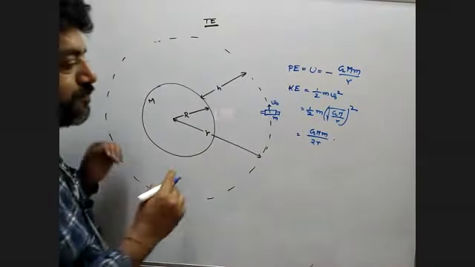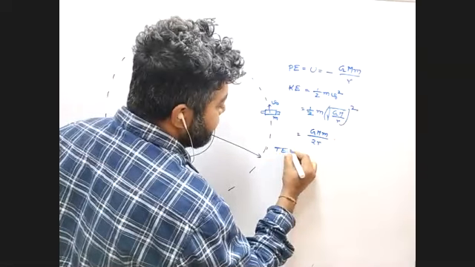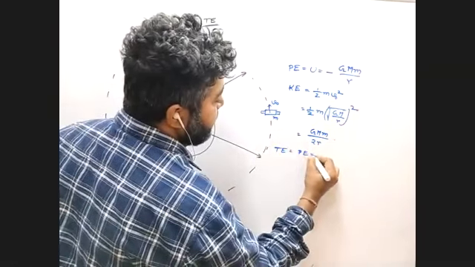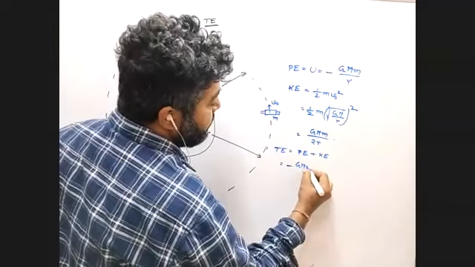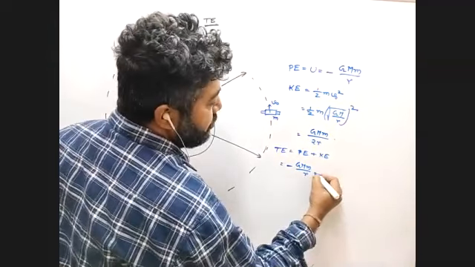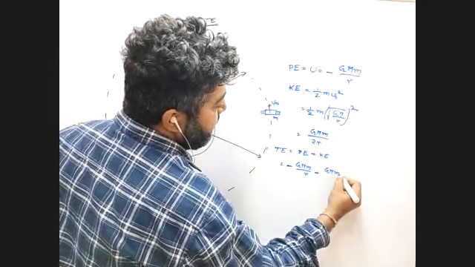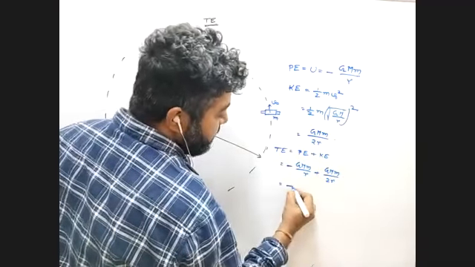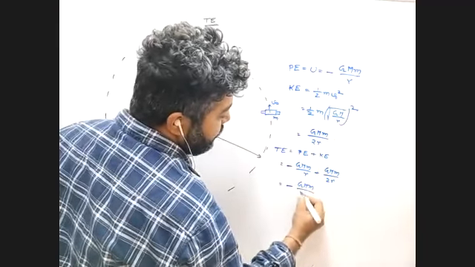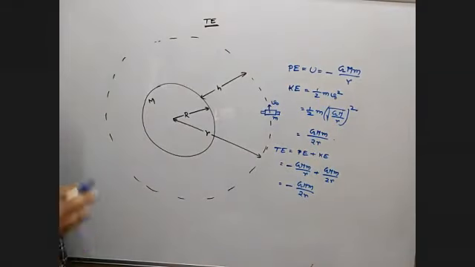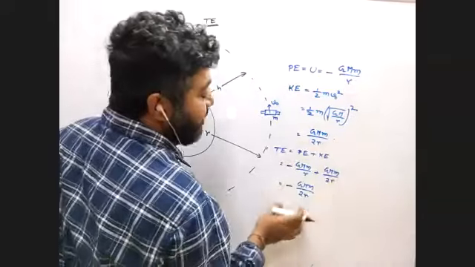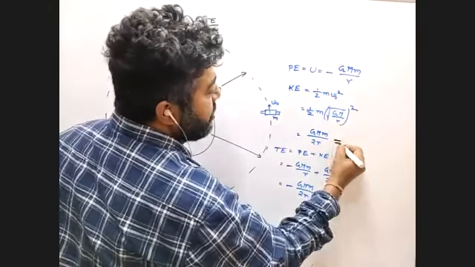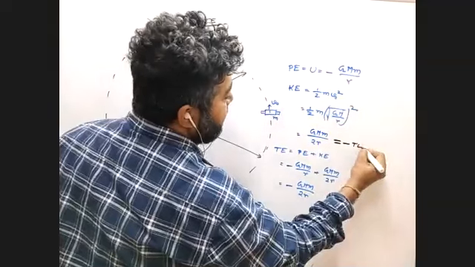So what about the total energy? Total energy is potential energy plus kinetic energy. So what is your potential energy? Minus GMm by r. And what is your kinetic energy? GMm by 2r. So your total energy is minus GMm by 2r. If you look at this properly, you find a relation that kinetic energy and total energy are the same value, but with the negative sign. That means kinetic energy is the negative of the total energy. Can we write that?